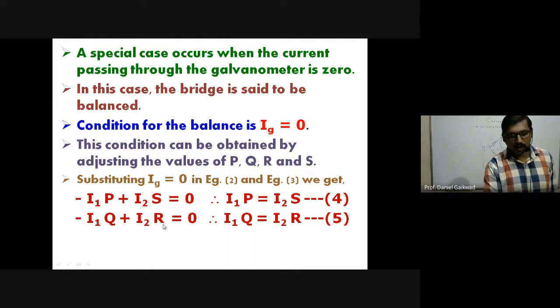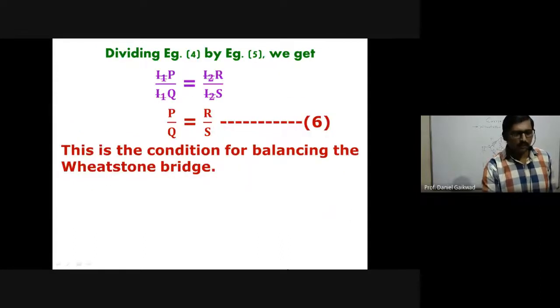plus I2R, that is equal to 0. So therefore I1Q equals I2R, again this term becomes positive on the right hand side. So these two terms become equal: I2R equals I1Q, or we write I1Q equal to I2R as equation 4 and 5. Now check carefully.